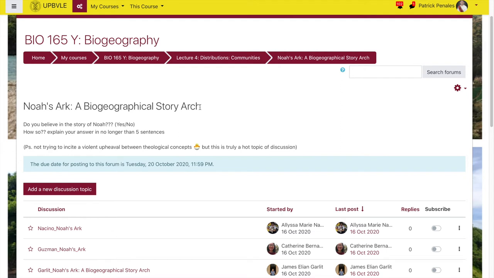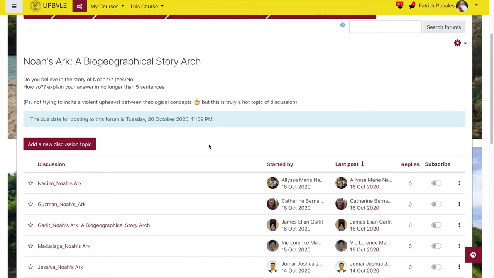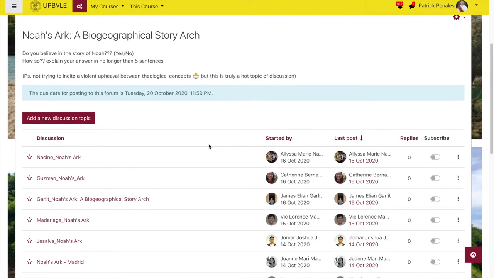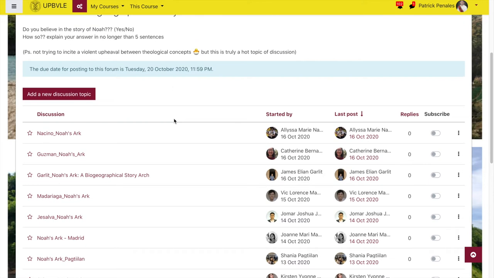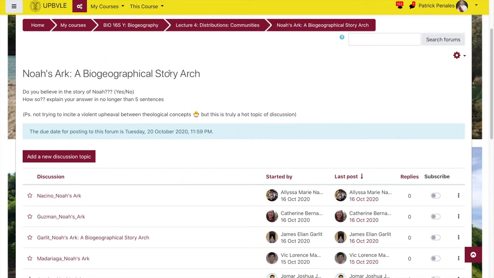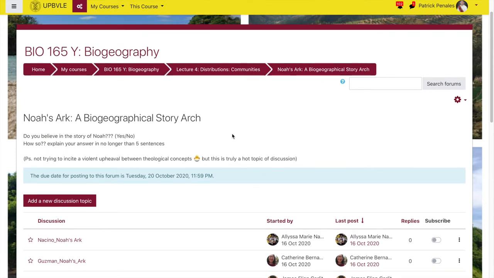A biogeographical story arc. So parang anime yan. Anime story arc. But yep, I'd just like to mention that this is not to incite any problems between religions, no? It's purely academic, and I'd just like to know your stand on the problem or the story of Noah. Cutting this short, a very long introduction, let's move on to lecture 3 and 4.